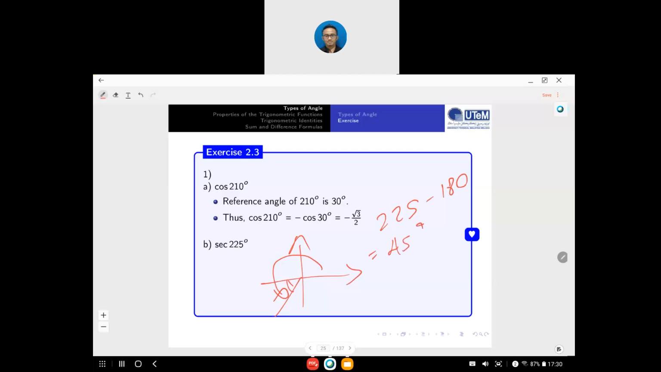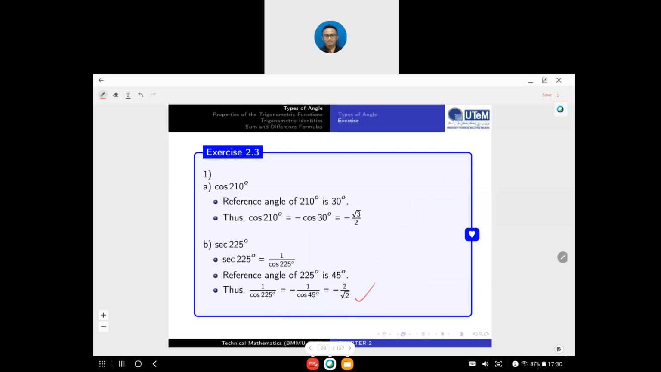Okay, and then we know that sec is 1 over cos 45 degree. Cos 45 degree is in the third quadrant. In the third quadrant, cos is negative. So your answer must be 1 over negative cos 45 degree. Then you look at what cos 45 degree equals. Cos 45 degree equals negative root 2 over 2. Okay, that one is B.